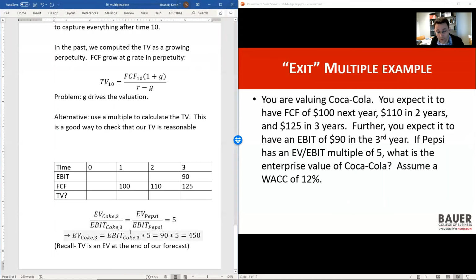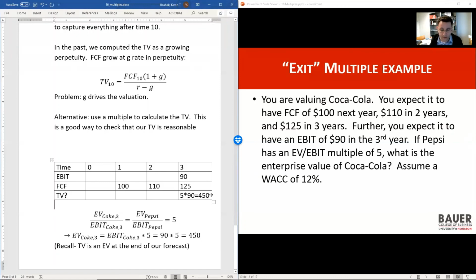So the terminal value we're going to use then is the 450. It's going to be 5 times 90, which is equal to 450. That's the only new part for today. We just have this new trick to calculate a terminal value using market data from Pepsi.